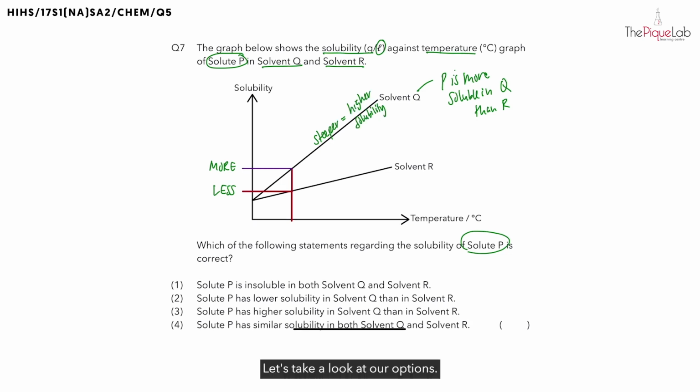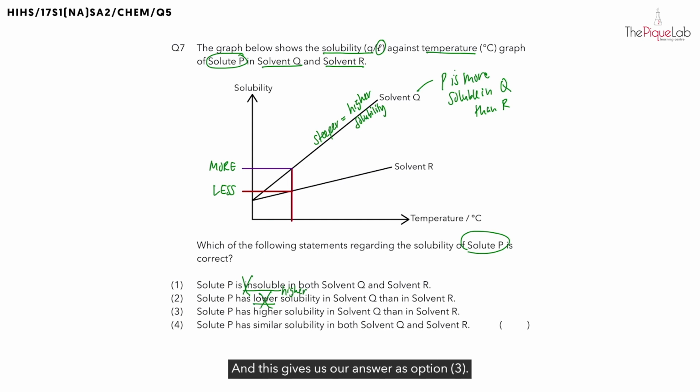Let's take a look at our options. Option 1, is solute P insoluble in both solvents Q and R? We know this is not true since P can dissolve in both solvents. What about option 2? Does solute P have a lower solubility in solvent Q? In fact, the opposite is true. It has a higher solubility in Q.